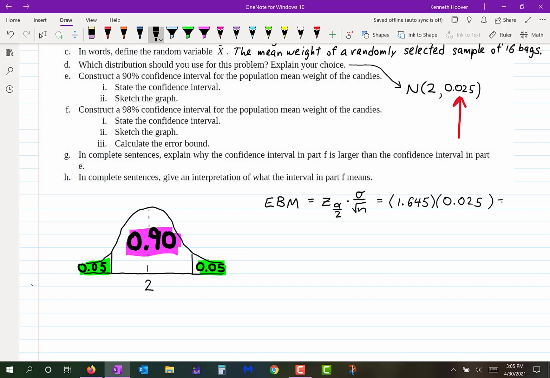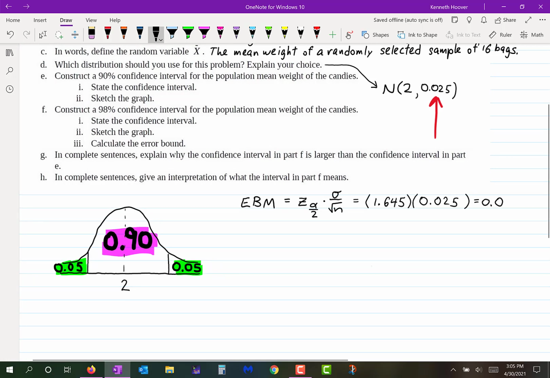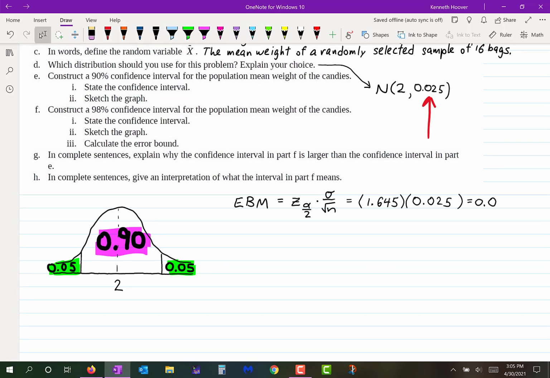If I can fit it in here, 0. Well, actually, I'm going to just check my work again. 1.645 times 0.025. Yeah, that's correct. I have the right answer. It's 0.0. I just need some more room is all. 0.041125.